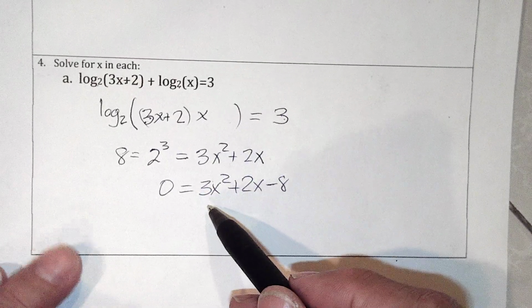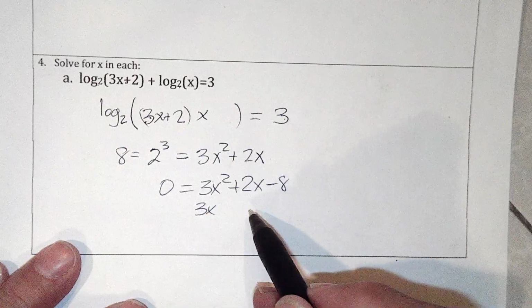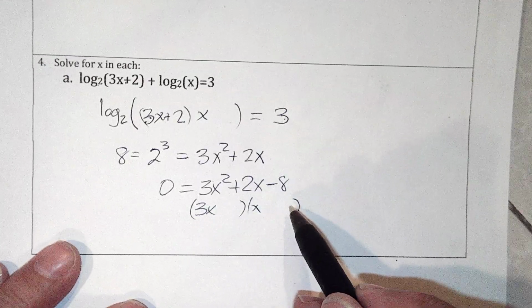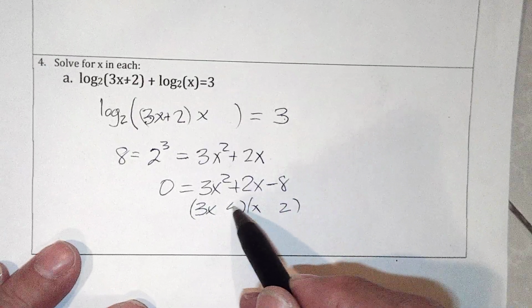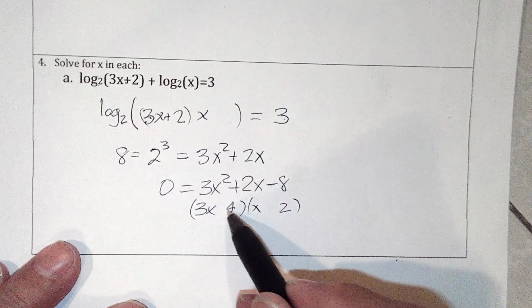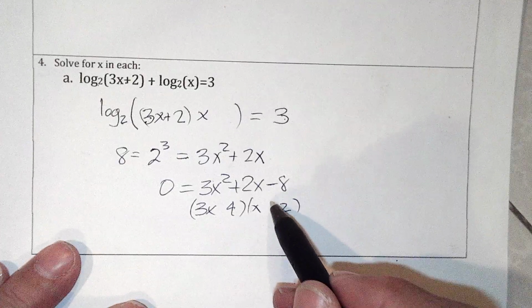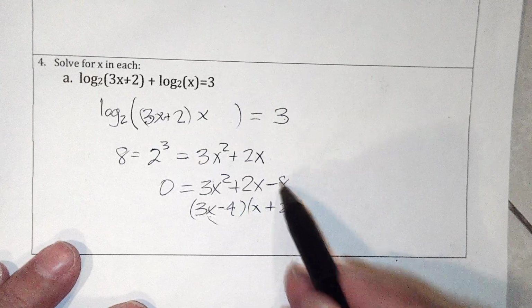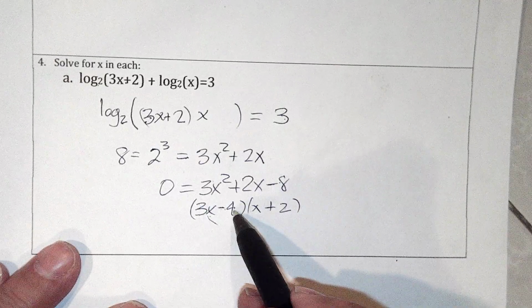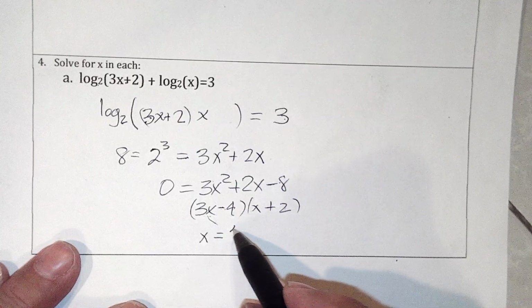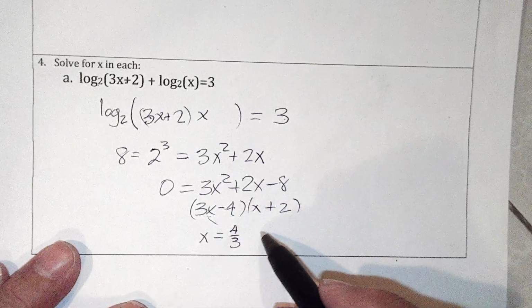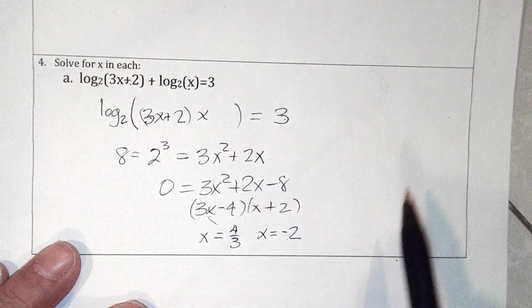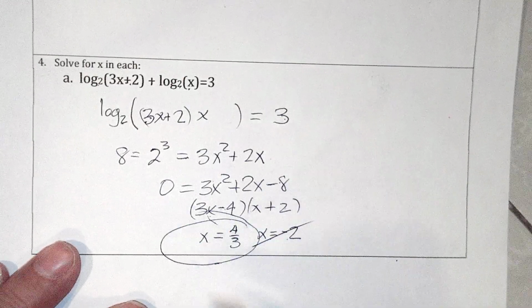And if that factors, that would make it easy to do. Let's see, 3x and x. And 8 could be a 2 and a 4. So this would be 6 and 4, which would make 2 if it was plus 6 and minus 4. And a minus 4 times plus 2 is negative 8. So that's how it factors. If I set that equal to 0, I get x equal 4 thirds. If I set that equal to 0, I get x equal minus 2. But I can't have log of negative numbers, so this one gets thrown out, and that's the only one that works.